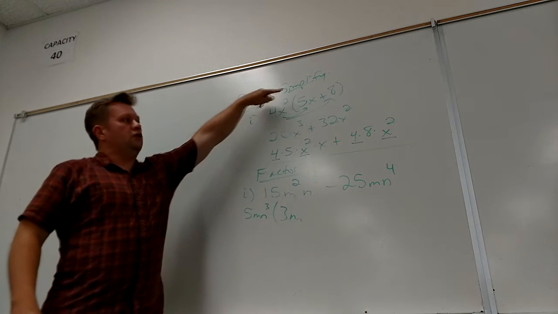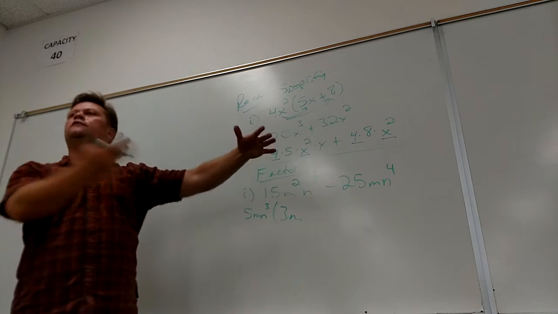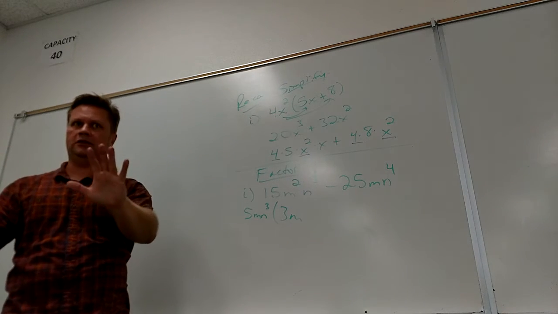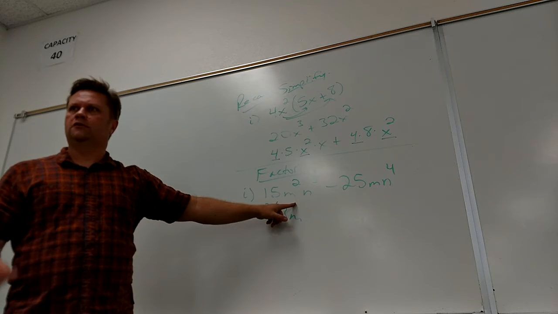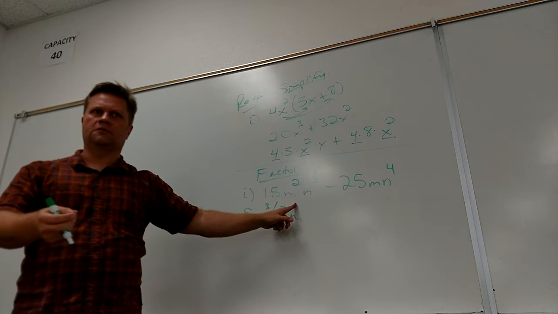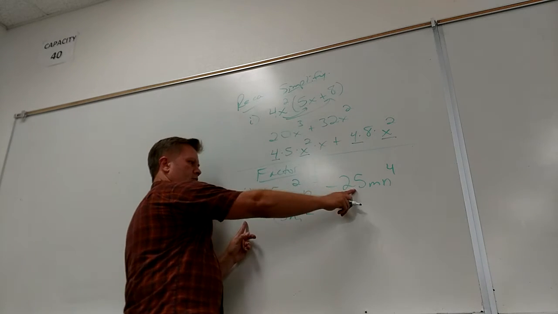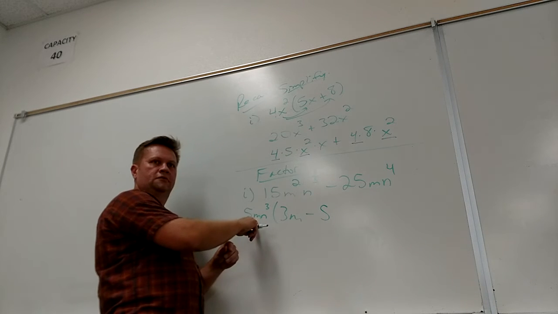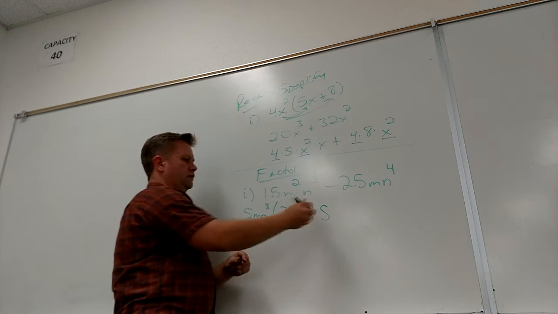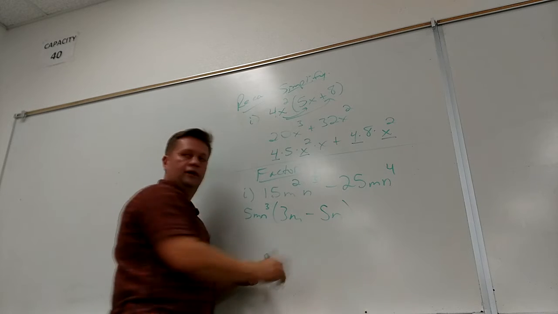So when you bring it in, you multiply it in. When you're taking it out, you divide it out. It's too nice to believe. This is harder always, but not that much harder. Division is always harder than multiplication. Minus 25 divided by 5? 5. I had an M, I took it. I had 4 N's, I took 3 of them. So I have 1 N left. Sweet.